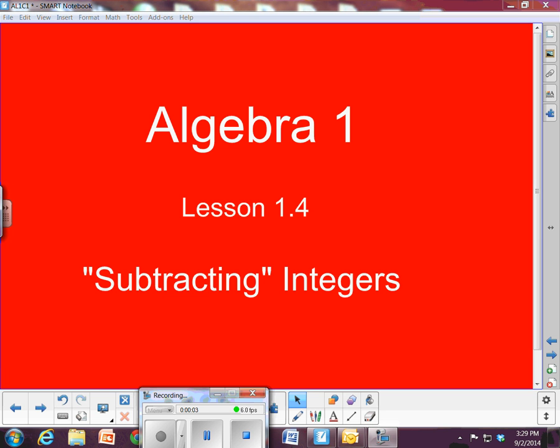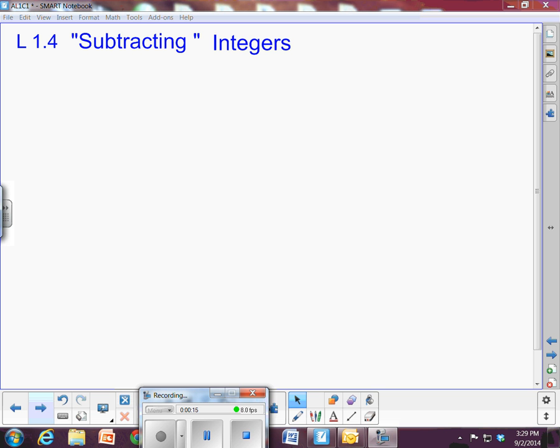And good evening, class. So this is Algebra 1, Lesson 1.4. You always want to make sure that indeed you are watching the correct lesson, and this is subtracting integers. Algebra 1, Lesson 1.4, subtracting integers.